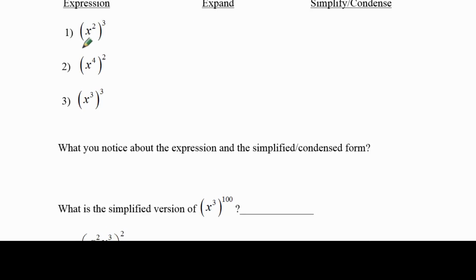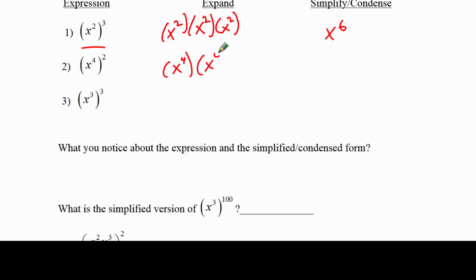Alright, so what does x squared to the third mean? Well, that means I've got x squared times x squared times x squared. Now I'm going to add up all these 2's. 2 plus 2 plus 2 is 6. Alright, we got x to the fourth squared, so x to the fourth times x to the fourth. 4 plus 4 is 8. I'm hoping we see this before we get to the next one.